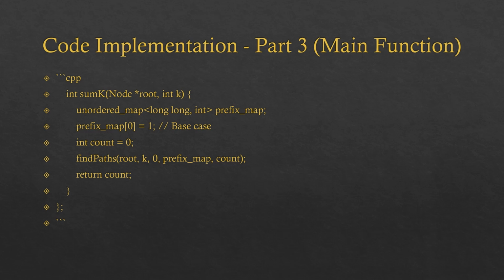The sumK function is the main function that initializes the prefix sum map with 0 and counts the number of valid paths by calling the findPaths function. The result is returned once all paths have been explored.